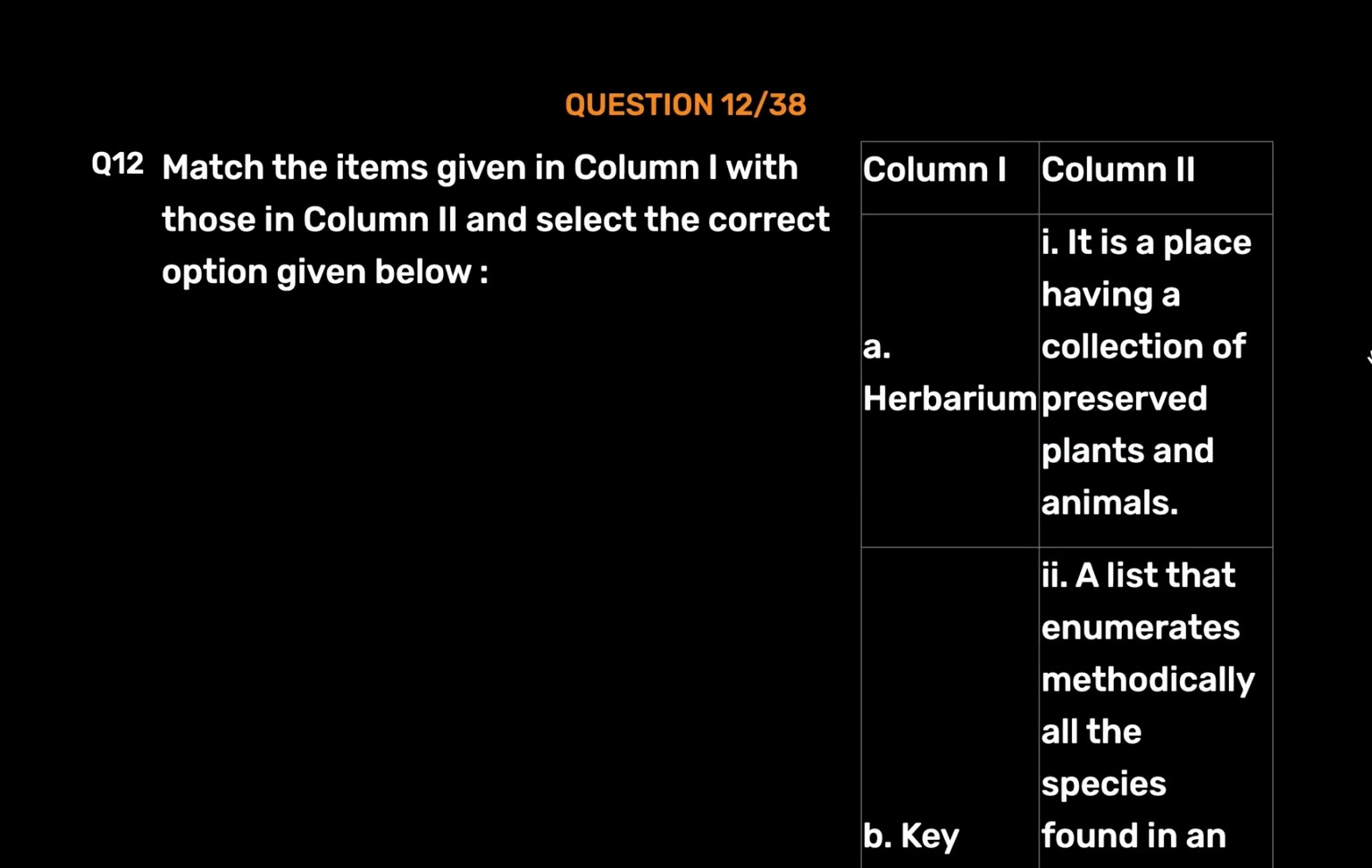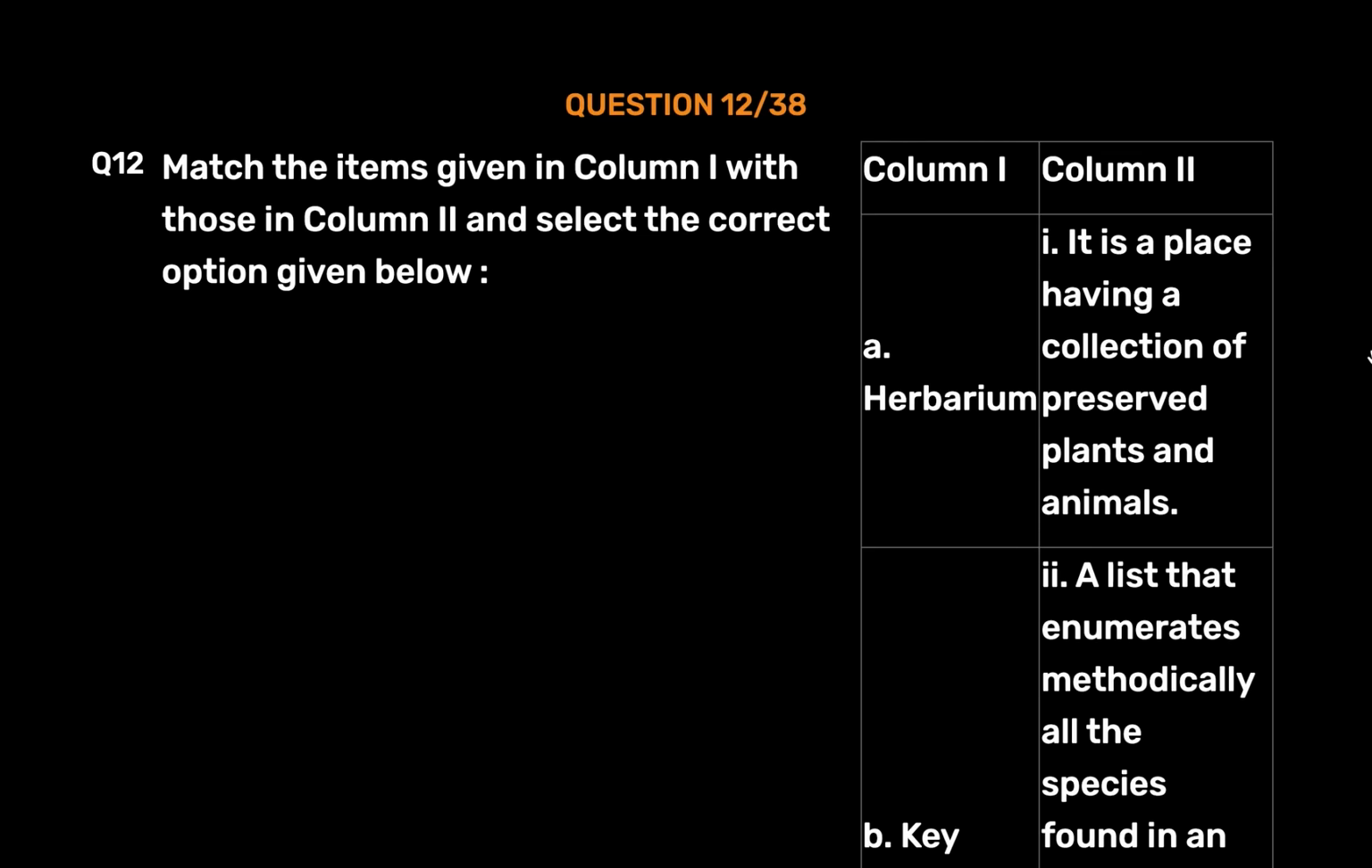Question number 12. Match the items given in column 1 with those in column 2 and select the correct option given below. Column 1. Column 2. A. Herbarium. 1. It is a place having a collection of preserved plants and animals. B. Key. 2. A list that enumerates methodically all the species found in an area with brief description aiding identification. C. Museum. 3. Is a place where dried and pressed plant specimens.